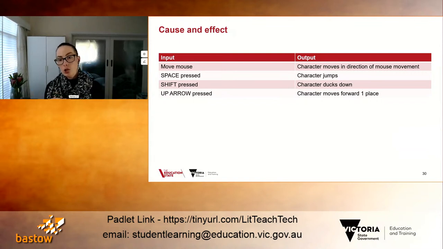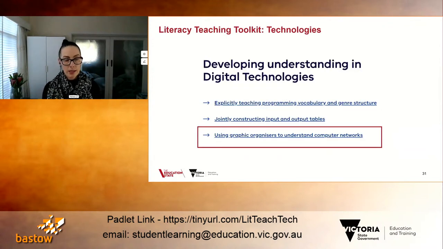And one suggestion, or I think their suggestion was actually, is to look at a game such as Minecraft. And they would look at, well, what are the inputs that go into the computer? And what does the computer do when it receives that input? So if I press the space button, what is going to happen? My character is going to jump. So every time if space button is pressed, then character jumps. Okay, so a lot of the toolkit for technologies is about using different graphic organizers to help students to organize their thinking and their learning. So that's just one of the examples there.